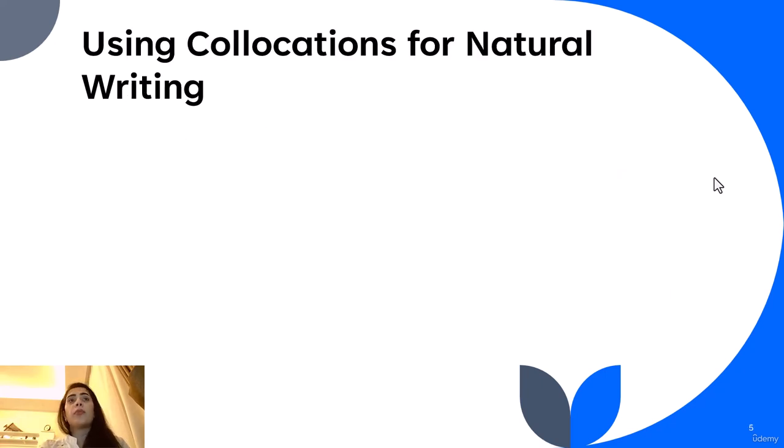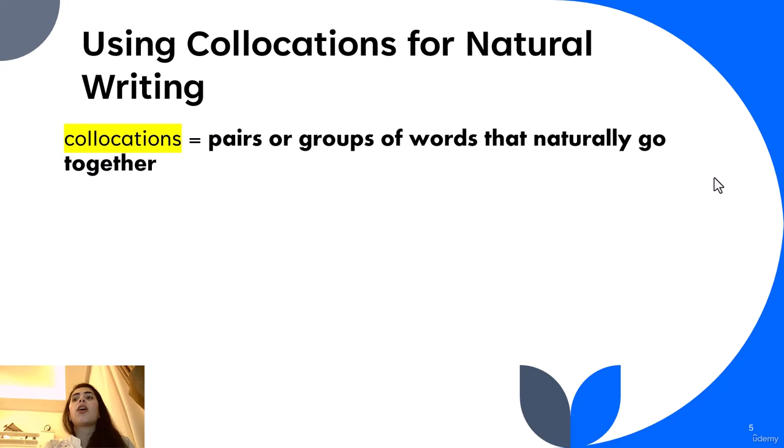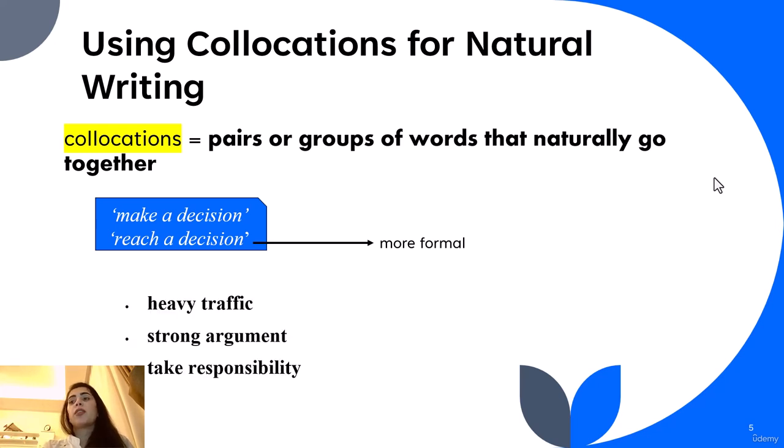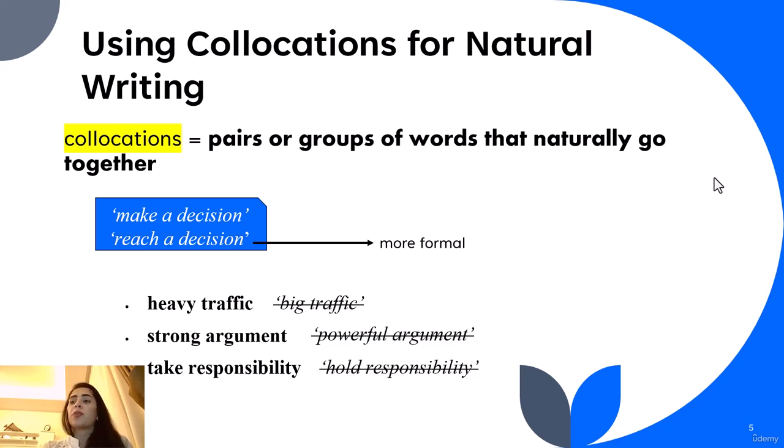Let's take it a step further by discussing collocations. These are pairs or groups of words that naturally go together. Using collocations makes your writing sound more natural and fluent, which is something examiners will notice. For example, instead of saying make a decision, you could say reach a decision, which is a more formal collocation. Here are a few more examples. Heavy traffic, not big traffic. Strong argument, not powerful argument. Take responsibility, not hold responsibility. Learning collocations is a powerful way to increase both your lexical range and accuracy.